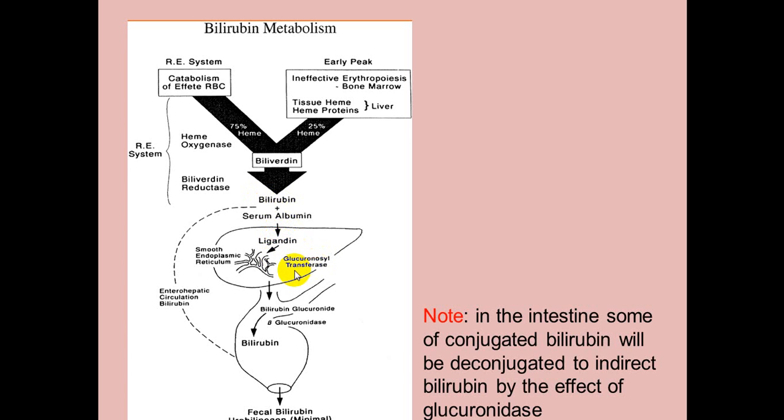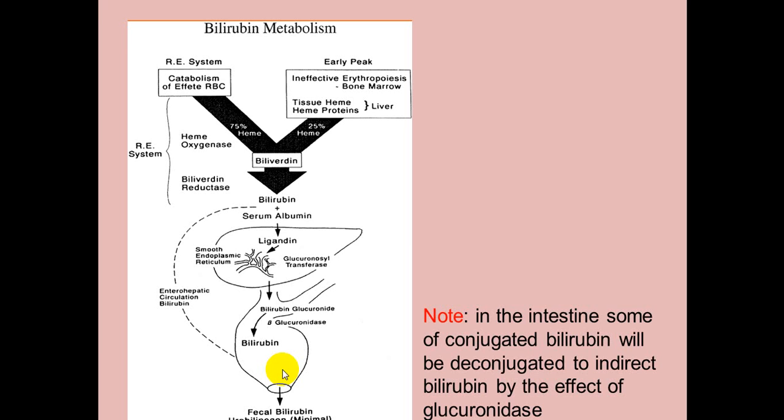After binding to albumin, it enters the liver and will be taken up by the liver, and then under the effect of the glucuronide transferase enzyme it will be conjugated into direct bilirubin, which is secreted in the bowel and will be converted into fecal bilirubin and urobilinogen. Here, under the effect of the glucuronidase enzyme present in the intestine, some of the conjugated bilirubin will be deconjugated into indirect bilirubin and go through enterohepatic circulation.